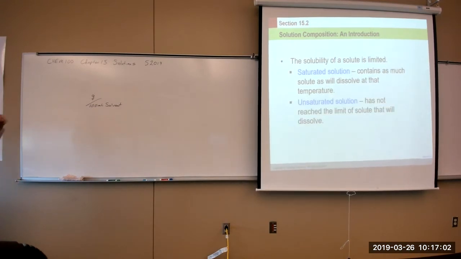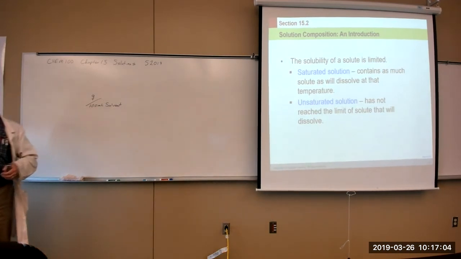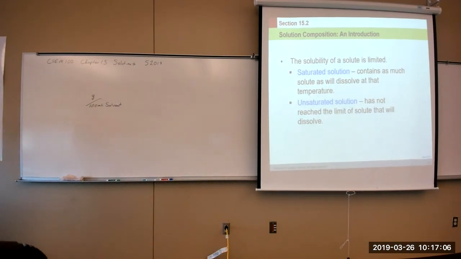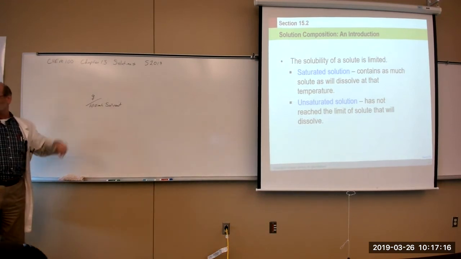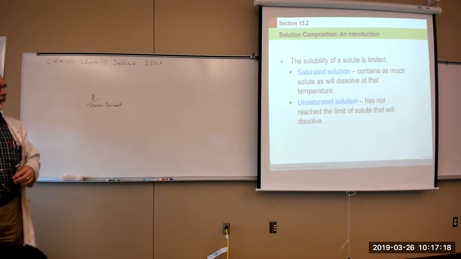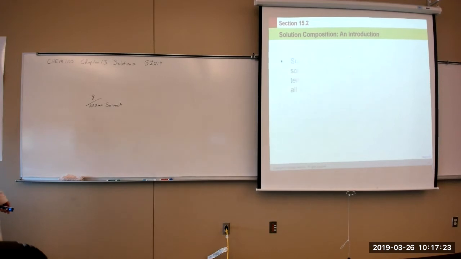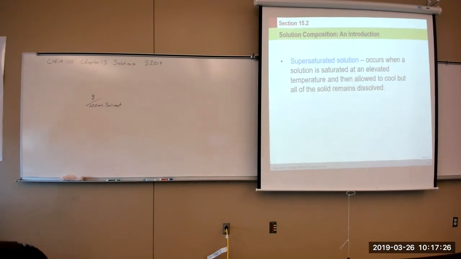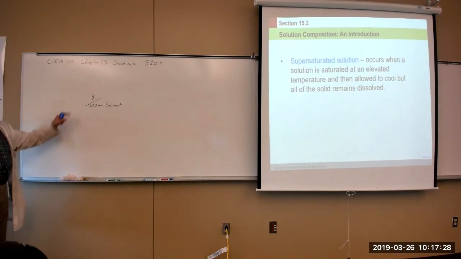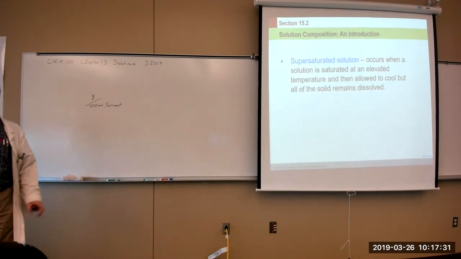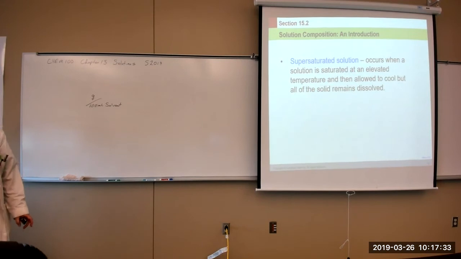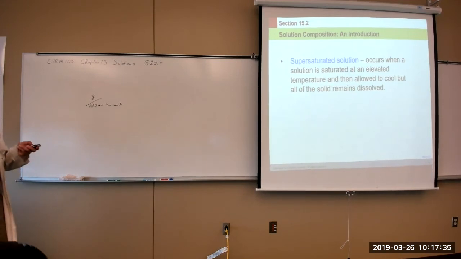If you haven't reached that point, we say it's unsaturated. So those are qualitative expressions with a quantitative limit. We say it's saturated if it's got all it can hold, unsaturated if it's anywhere below that. It's possible to go past that saturation point. It doesn't happen with every solution, but some solutions you can, if you're careful, because these are very, very unstable.